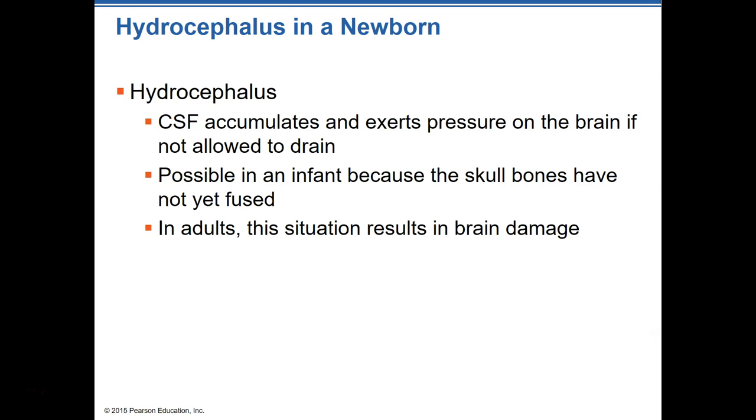Okay? There is a condition where you can have too much cerebral spinal fluid. We sometimes see this in newborns. It's called hydrocephalitis or hydrocephaly. I've heard it called hydroencephalitis or hydroencephalus or hydroencephaly. Different terms, but all mean the same thing. Too much cerebral spinal fluid in the brain, and it's not allowed to drain. It's only possible in an infant because the skull bones have not yet fused, and there's room to move. It is very treatable, but in an adult, it will almost always result in brain damage before it's ever caught. But it is very, very treatable in an infant.